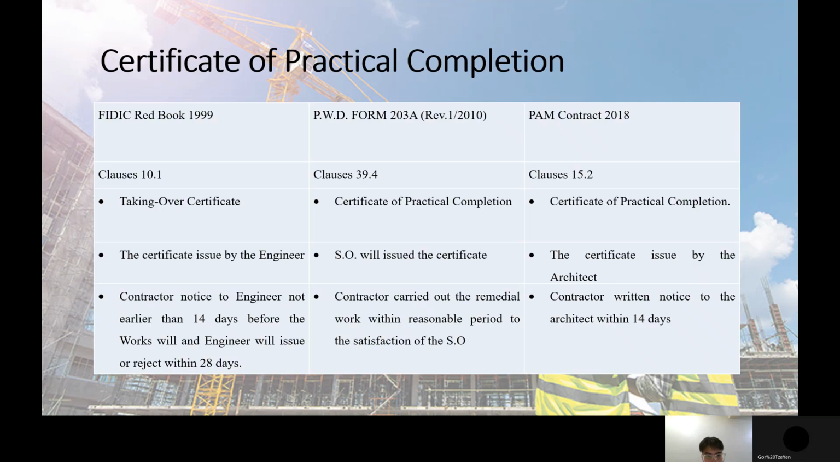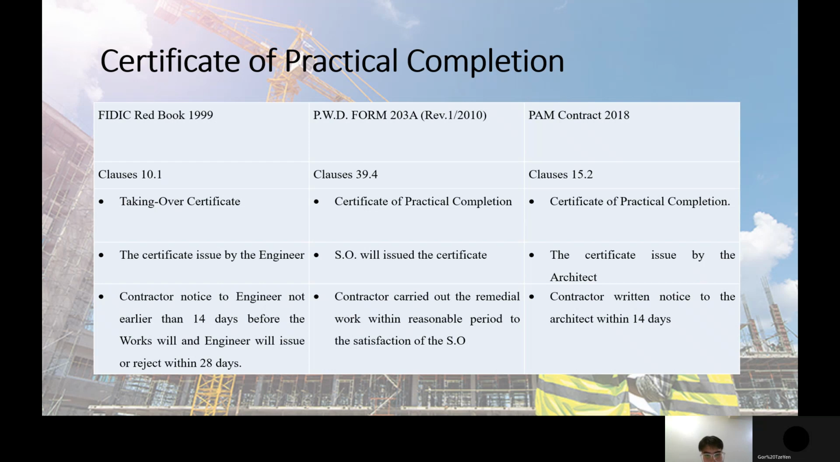Next. First, I will talk about the certificate of practical completion. First is the FIDIC Red Book 1999, using clause 10.1. It is the taking over certificate, and the certificate is issued by the engineer. The contractor will give notice to the engineer not earlier than 14 days before the works are due, and the engineer will issue or reject within 28 days.